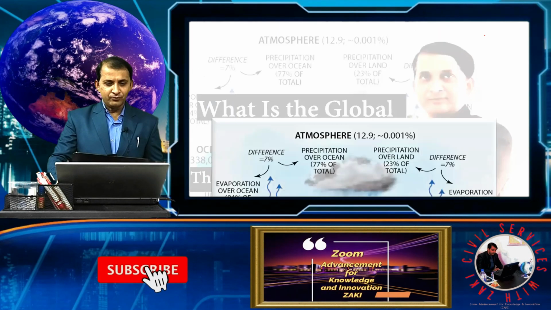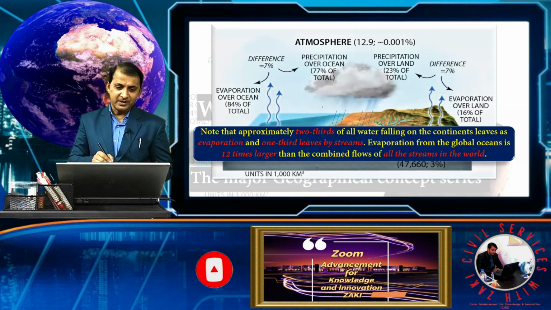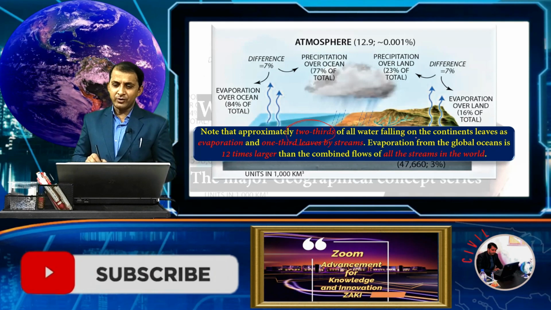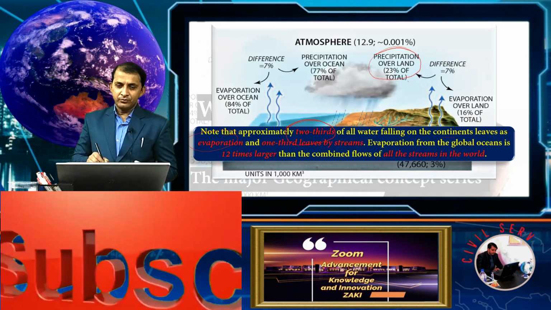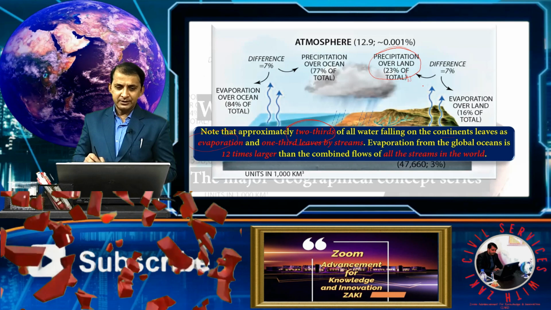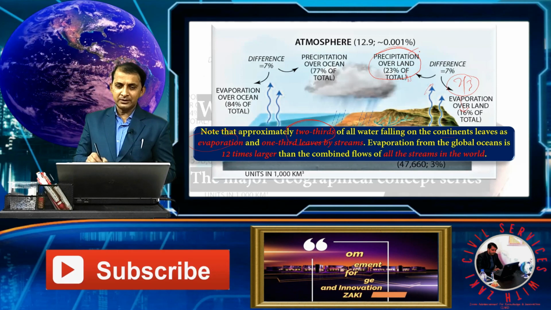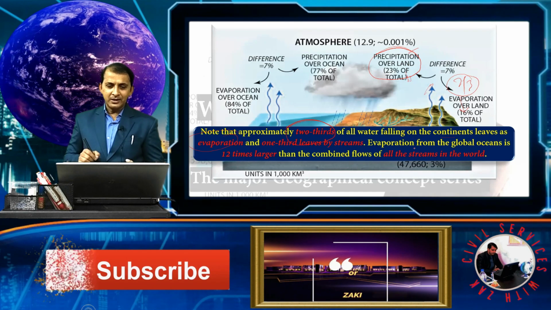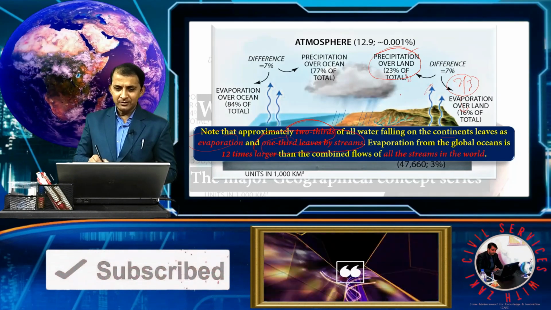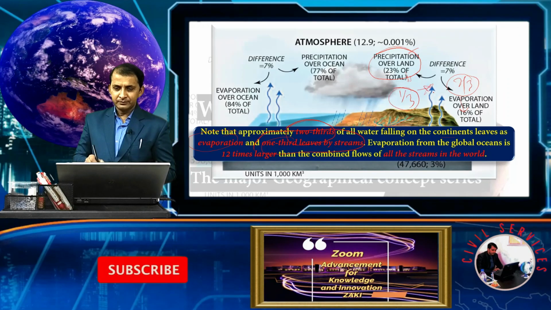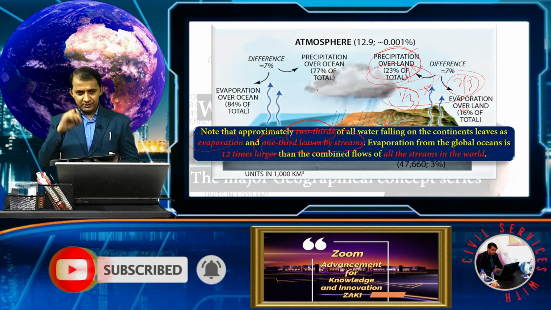Next, moving forward, one of the most important things to note is that approximately 2/3 of the water falling on the continent leaves as evaporation. So 2/3 means 16%, and 1/3 leaves by the streams. These include the total 23% of the world's precipitation on the Earth.